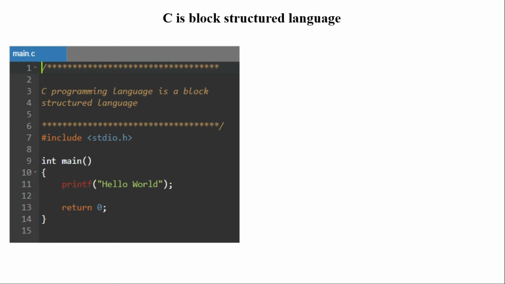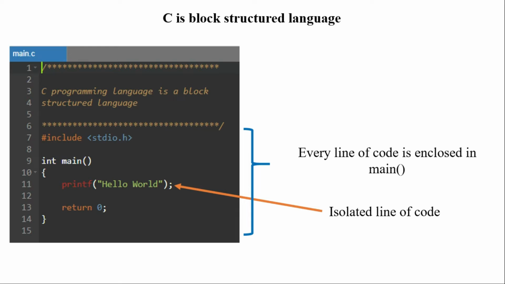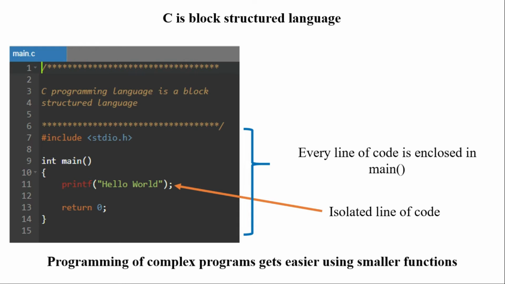Now, since C is a block structured language, any part of a program is definitely enclosed in a function. This allows easy programming of complex programs by breaking them into smaller ones. In fact, these smaller programs are called functions.